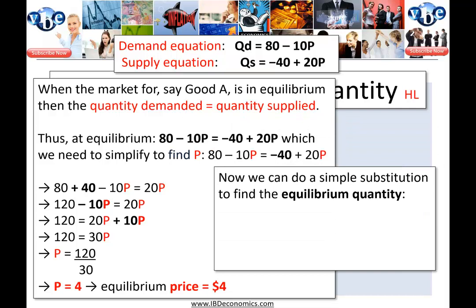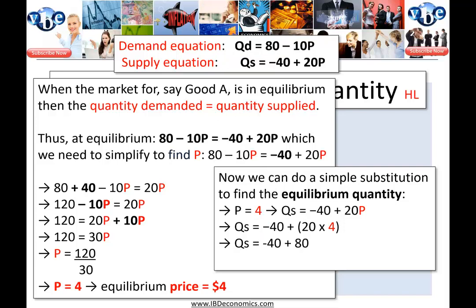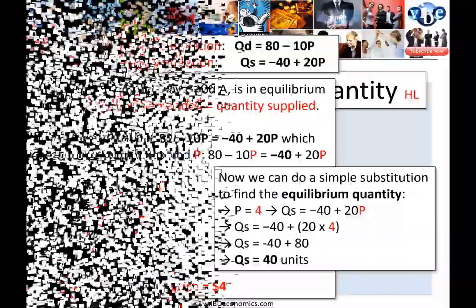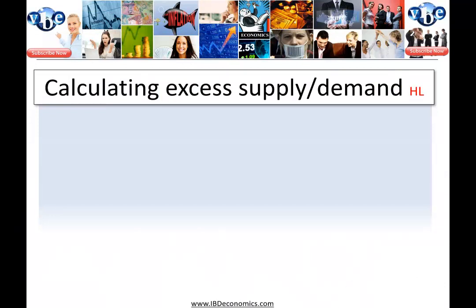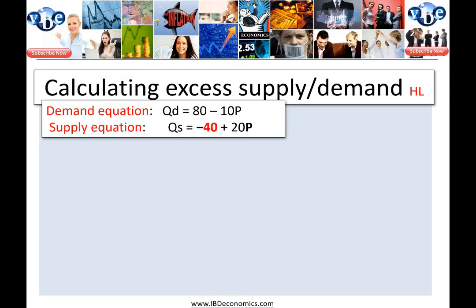And as soon as we've done that, we can do a simple substitution to find the equilibrium quantity. So we know price is $4, so quantity supplied equals minus 40 plus 20p. So that's minus 40 plus 20 times 4, substituting that $4 in for the p. Minus 40 plus 80, so the quantity supplied must be 40 units. 40 units is the quantity supplied, and that will be the quantity demanded as well, which you could check with another simple substitution.